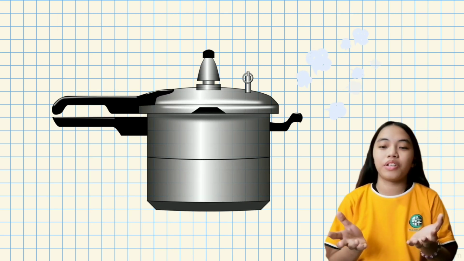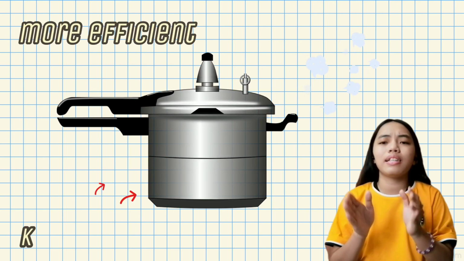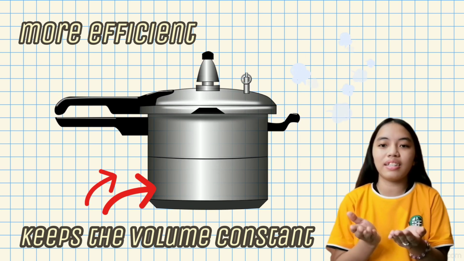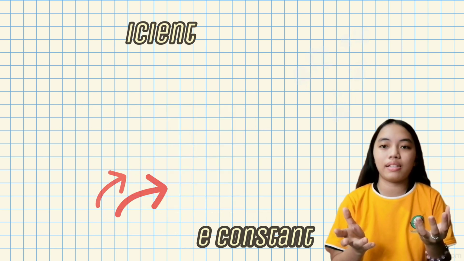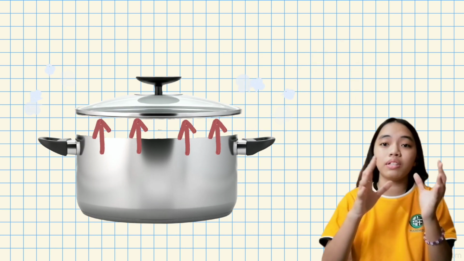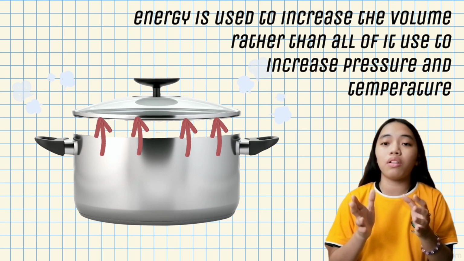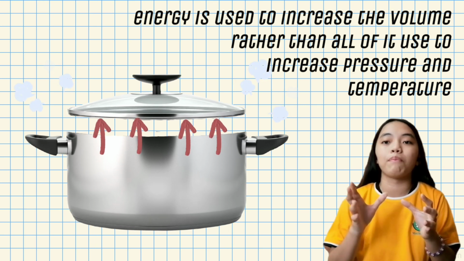Back to the pressure cooker. A pressure cooker is more efficient than a standard pot since it keeps the volume constant. It keeps the liquid inside the cooker instead of allowing it to rise by locking the lid in place. If the pot's lid lifts, as it does here, some of the energy is used to increase the volume of the fluid rather than all of it being used to raise the temperature and pressure.